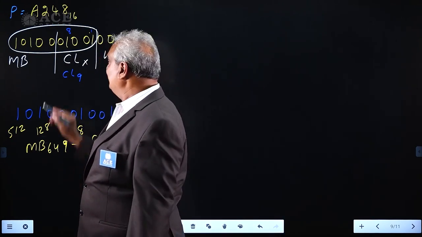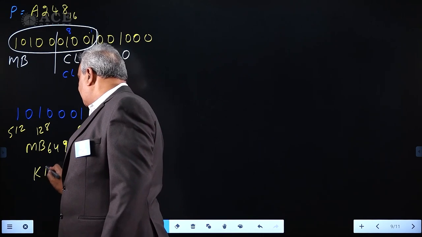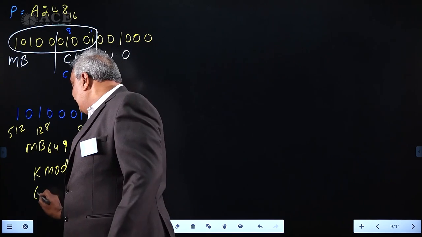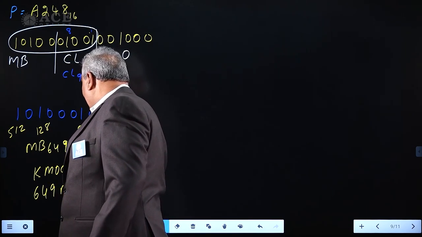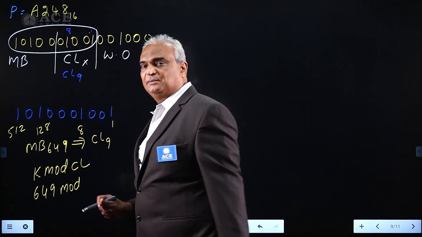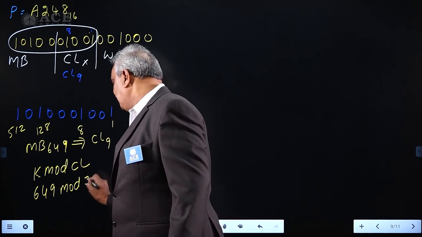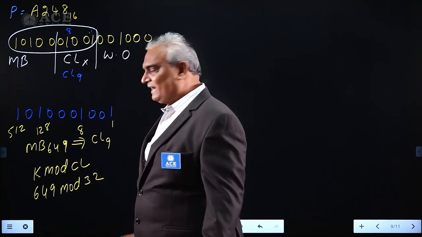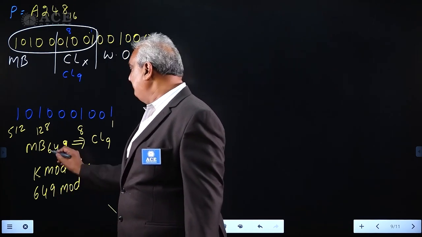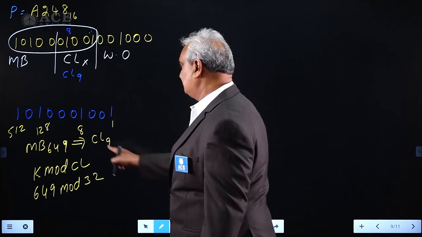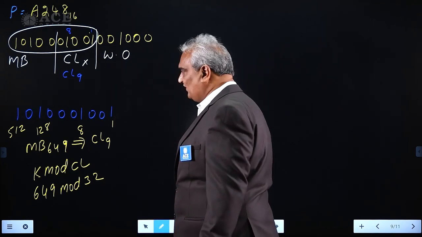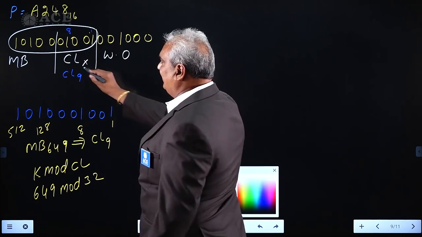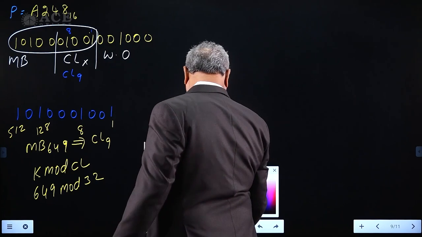One more method is there for finding the mapping block number. It is K mod CL. What is K here? Main memory block number 649. What is CL here? CL is the number of cache lines, which is 32. The remainder is 9. So MB 649 maps to CL9. P maps to CL9, meaning cache line block number 9.